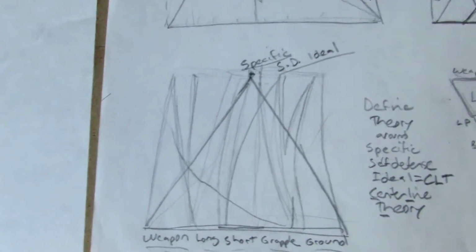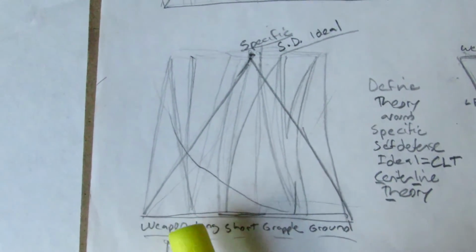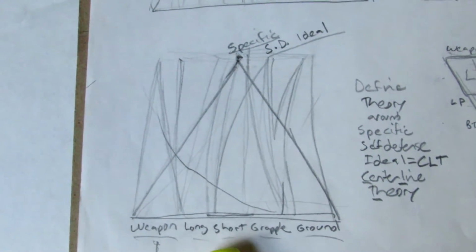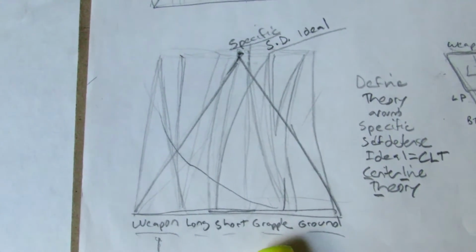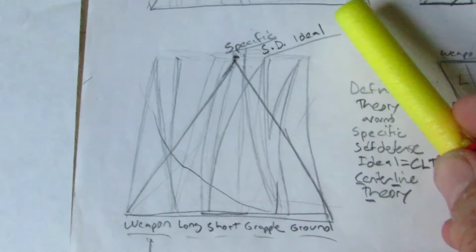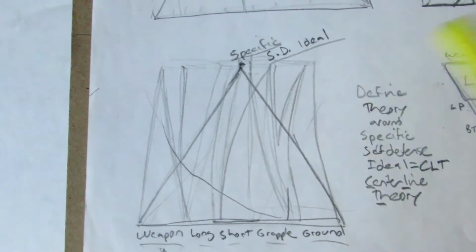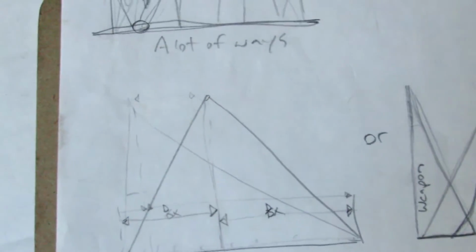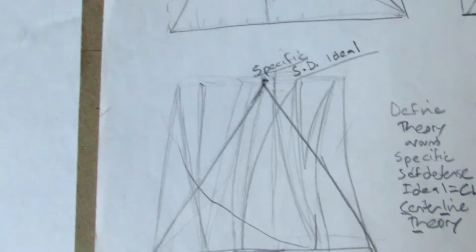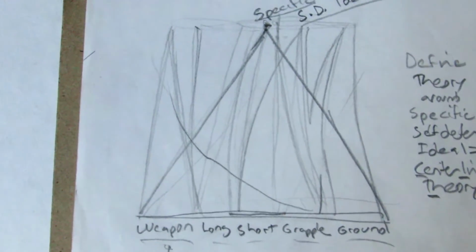If we identify those parts with some labels, you've got your weapon system, your long, short, and grapple fighting system ranges, and your ground ranges. And then as I defined, you have your specific goal up here, which could be any of these, which we discussed with this one, remember? It could be any of those. Your version of that is overlaid in this thing here. That's what all those wiggly lines are all about.